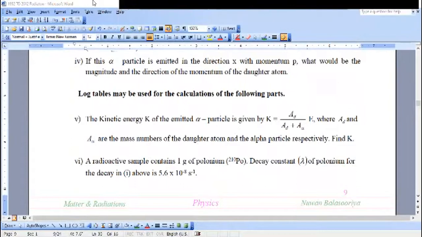A radioactive sample contains 1 gram of polonium. Decay constant of polonium for the decay in Roman number 1 above is 5.6 into 10 to the power minus 5 per second.